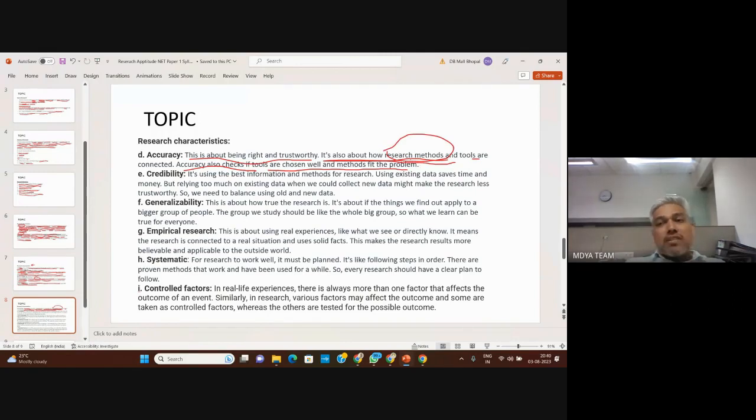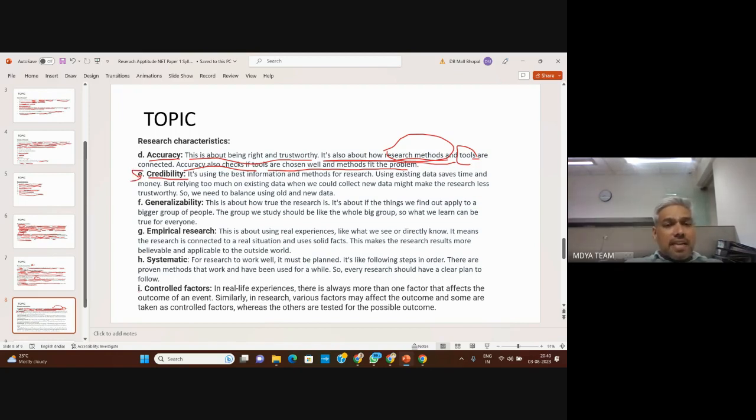There are only two words, research method, but research method is a long process. And tools I have already explained: the devices we use, the questionnaire we use, these are the tools for the research. They are connected, and they should be right and trustworthy. So this is what accuracy is. Fifth is credibility.